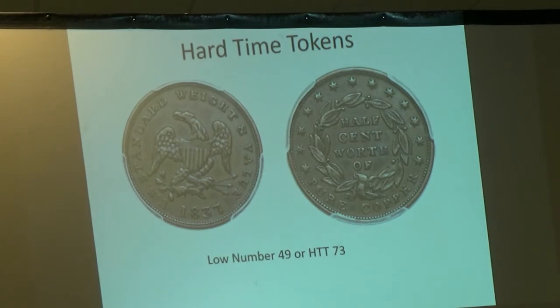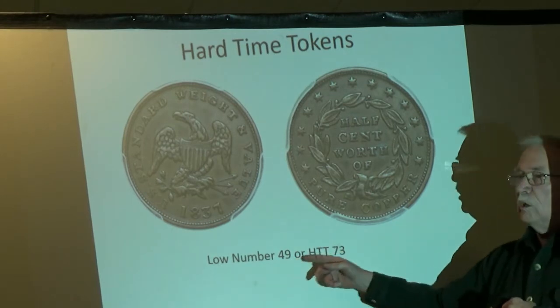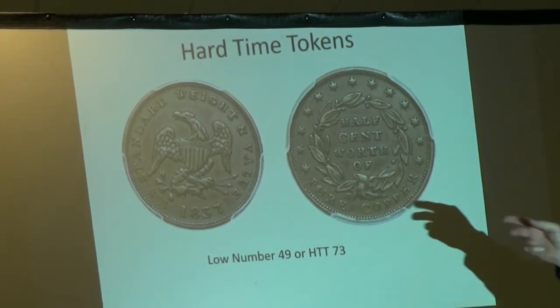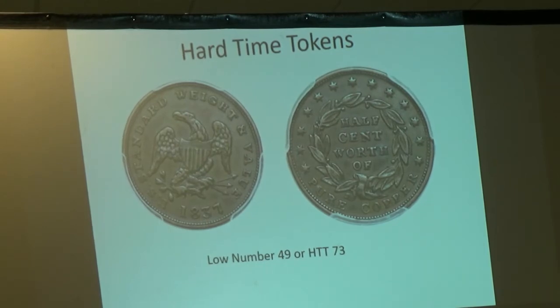But what's confusing is, if you go to buy a hard time token, you have to really know both of these numbers, because some people will only put the low number, some people will put the hard time token number. And in this example, you'll see two of these. Matter of fact, the cent over there is actually a hard time token, and that's low number 120. There's about 13 varieties of that, depending on the number of berries on the back.